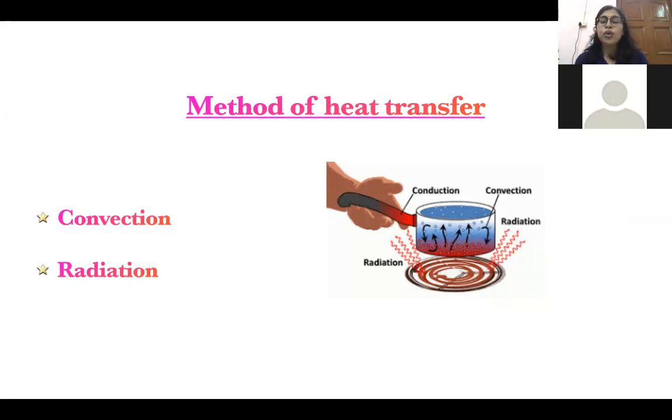We all know that heat is transferred in three ways: conduction, convection, and radiation. The concepts you must be knowing. Now, since here we are taking into consideration the product, which is milk, and the air, so liquid and air are heated by convection or by radiation. Hence, the method of heat transfer here is either convection or radiation. Clear?